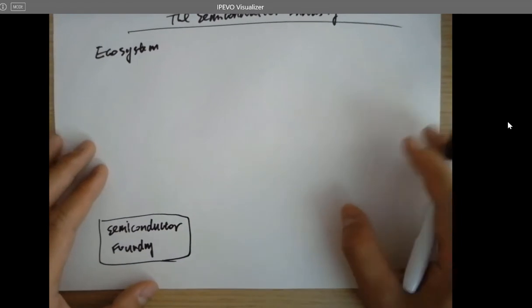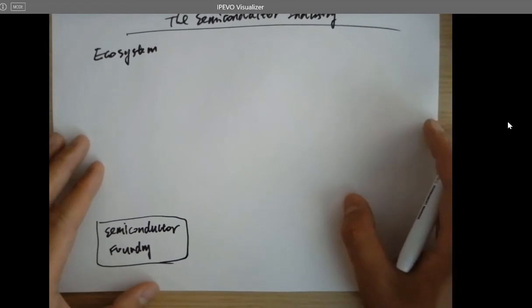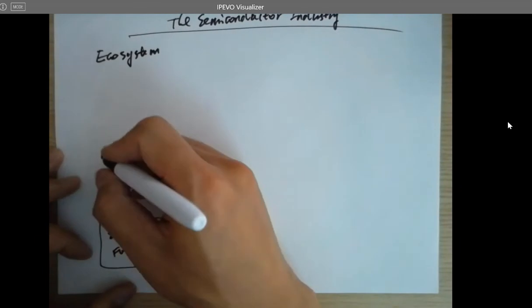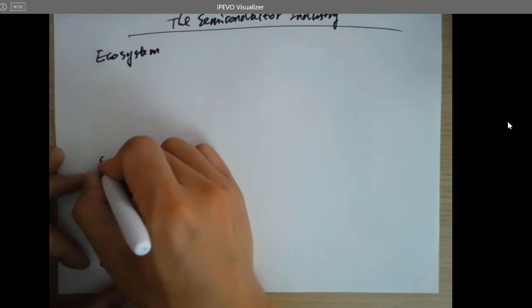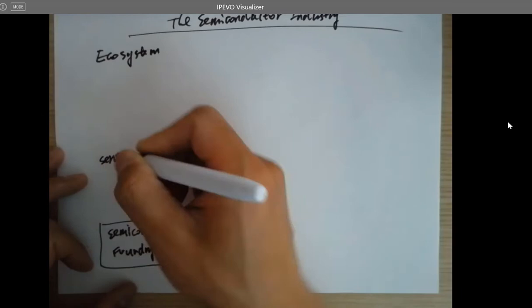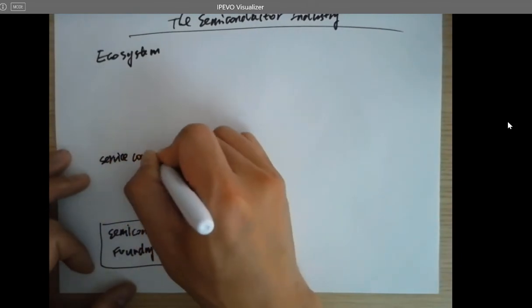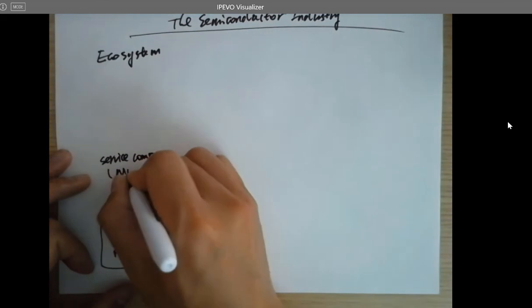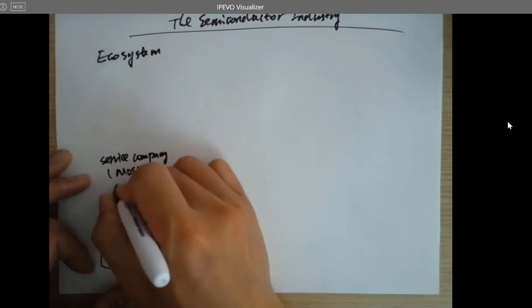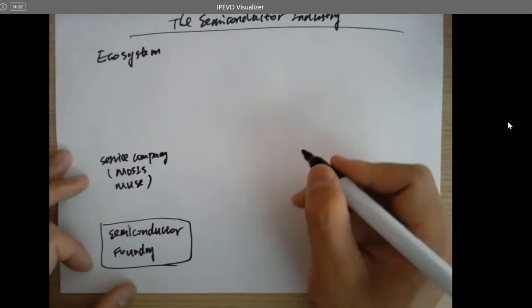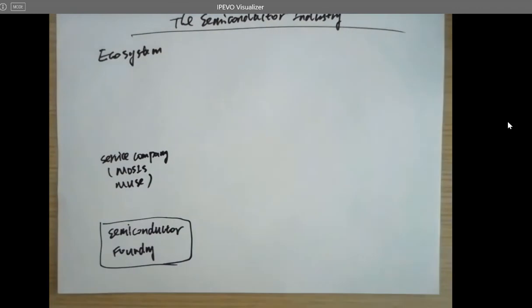TSMC, Samsung, SK Hynix. And there are service companies like MOSIS or MUSE, all these companies. They will contact different customers and collect all the designs on one wafer, because the wafer is kind of huge. Every single design compared to the size of the wafer is tiny.